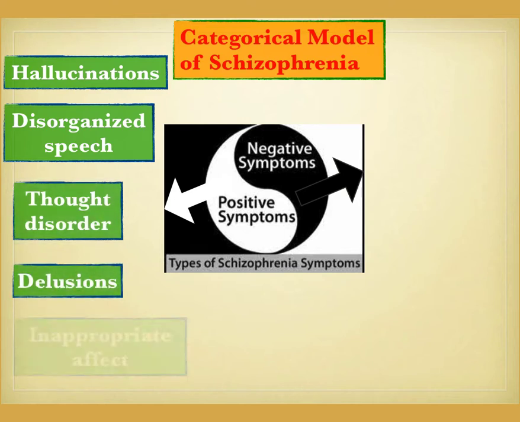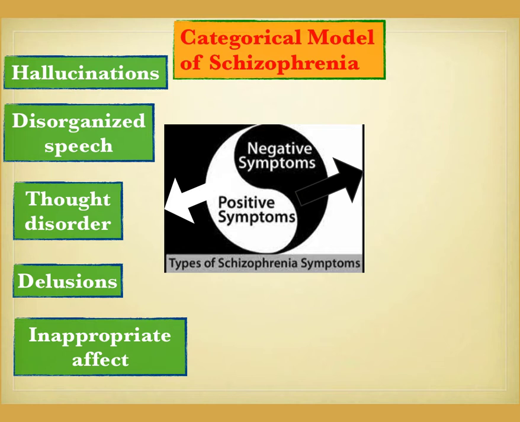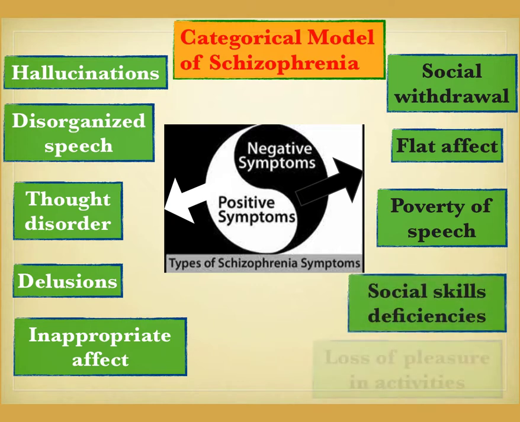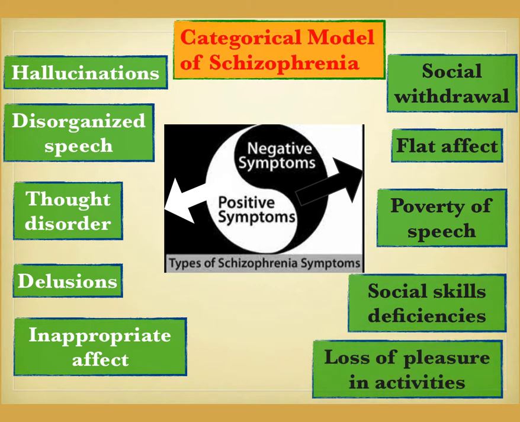Positive symptoms include hallucinations, disorganized speech, thought disorder, delusions, and inappropriate affect. If you're looking at secondary symptoms, you're looking at social withdrawal, flat affect, poverty of speech, social skill deficiencies, and loss of pleasure in activities. Remember, the things you see on the right-hand side of your screen are things that you'll see in other psychological disorders. But the things you see on the left-hand side, the positive symptoms, are more likely to be examples of schizophrenia.